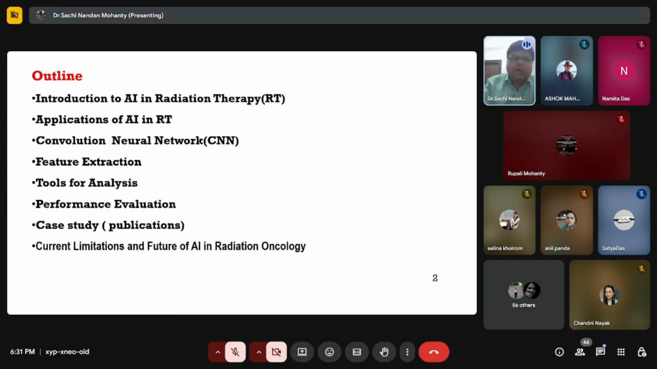This is the outline of the talk: introduction to AI in radiation therapy, then applications of AI in radiation therapy, then convolutional neural networks, which I have explained in detail with the help of some examples. How feature extraction works with huge amounts of data, and how you extract the features. Then what tools are available for analysis after defining the objective. Then after analysis, how to measure the performance of your work. Then some case studies and my publication work. Then the current limitations in India and the future of AI in radiation oncology.